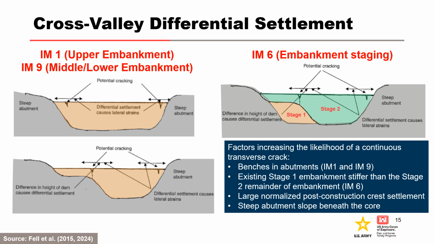to tensile or low stress zones in which cracks may form and hydraulic fracture can occur. This mechanism is more likely for benches and steps in the abutment profile, large normalized post-construction crest settlement, and steep abutment slopes. IM6 is for stage embankment surfaces, which can behave like a step or bench in the abutment profile.